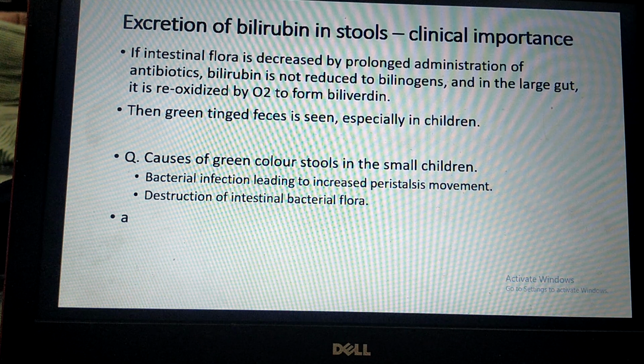The bilirubin which is reaching the large intestine is not converted into bilinogens, various bilinogens like urobilinogen, stercobilinogen, mesobilinogen, and hence this bilirubin gets oxidized back to biliverdin which has green color, and this is due to destruction of bacterial flora by antibiotics.